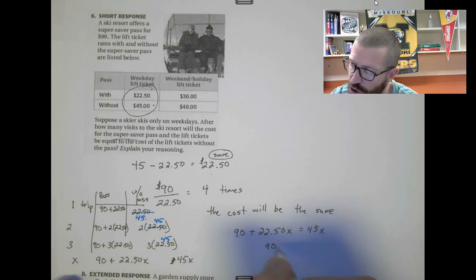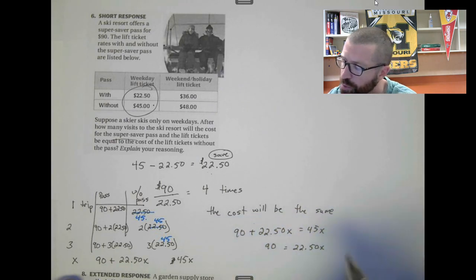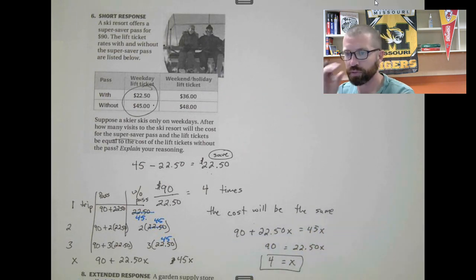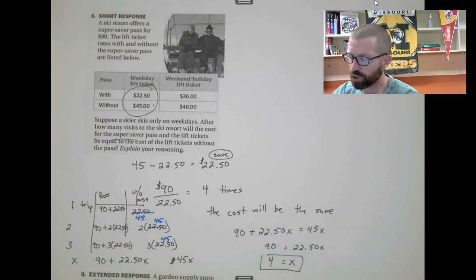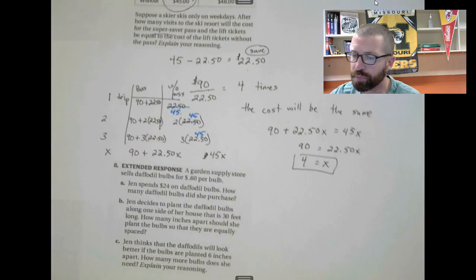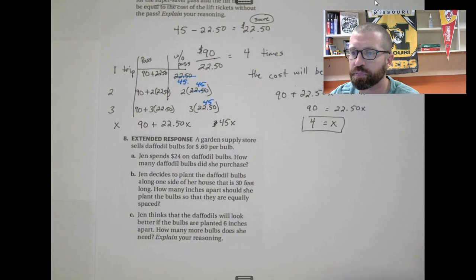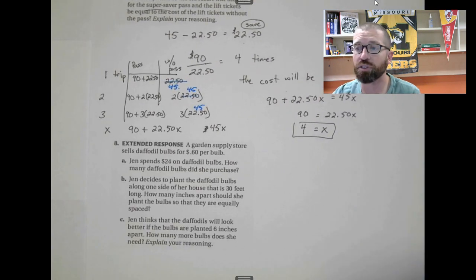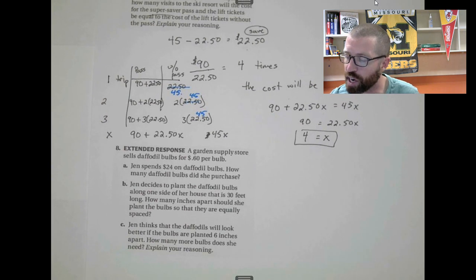So 90 is equal to 2250x. And then divide by 2250 on both sides to get 4 is equal to x. So a couple different ways to think through that as you look at that one. Okay, and this is the last one for this video. So pause this and give it a try.